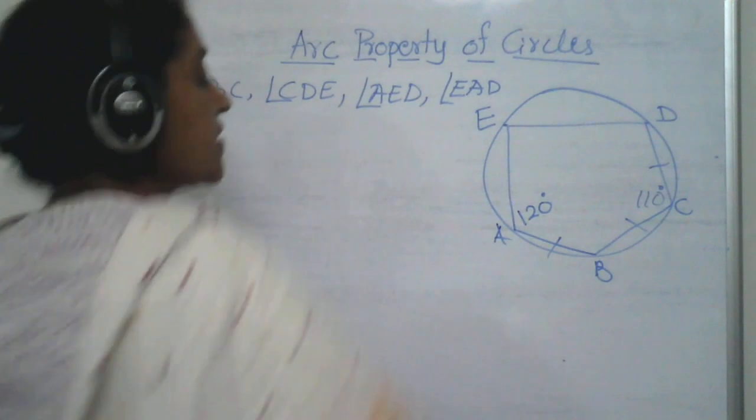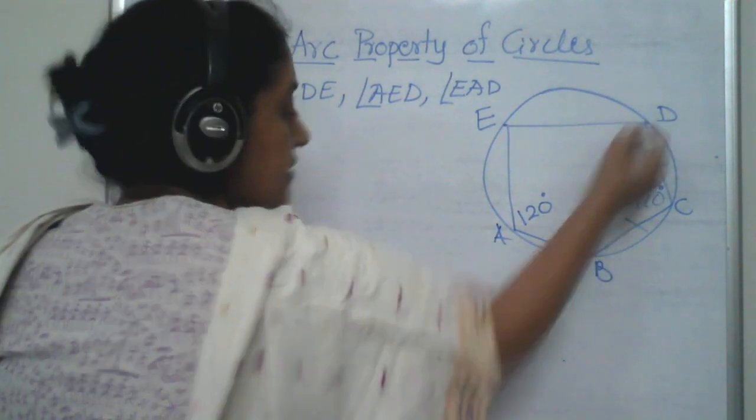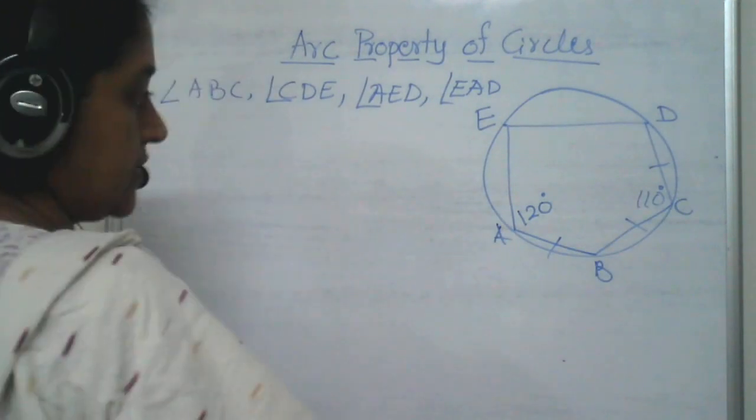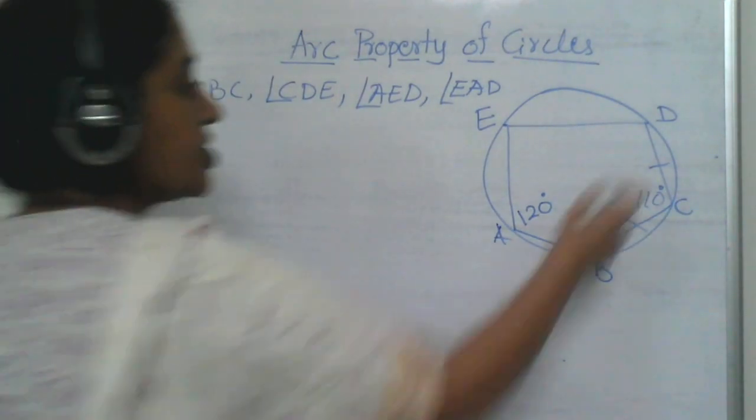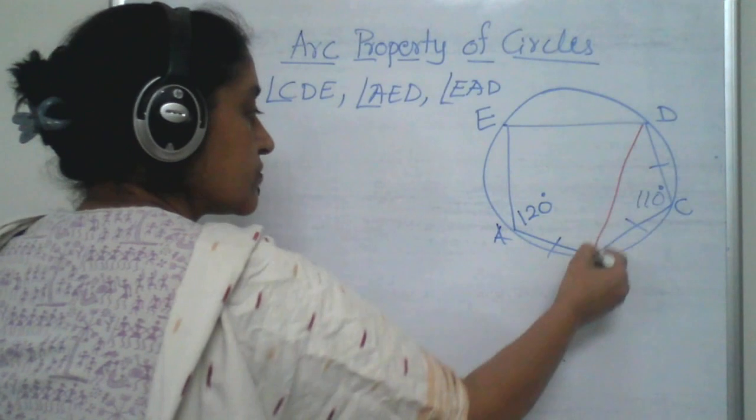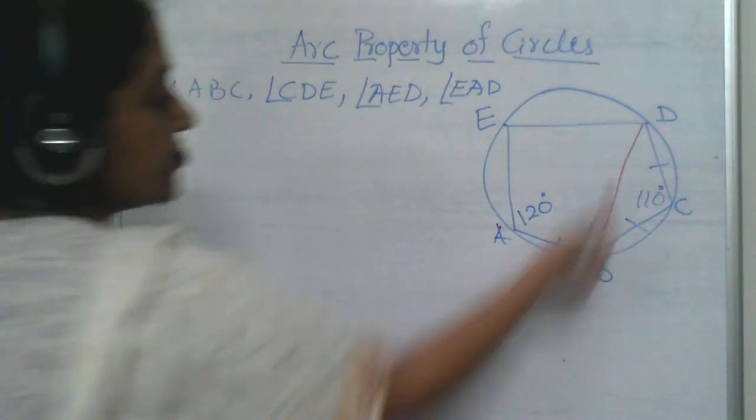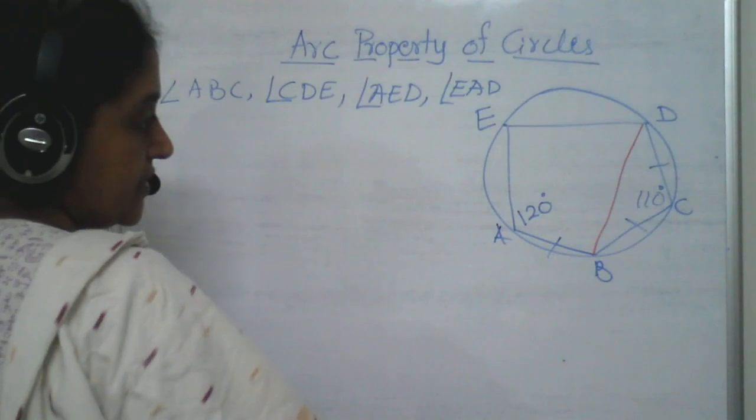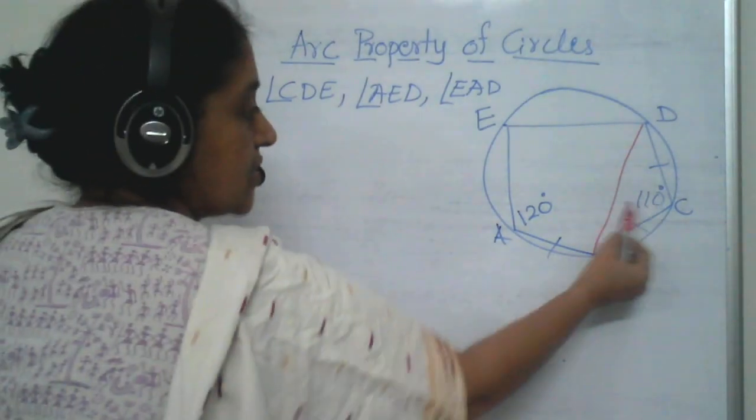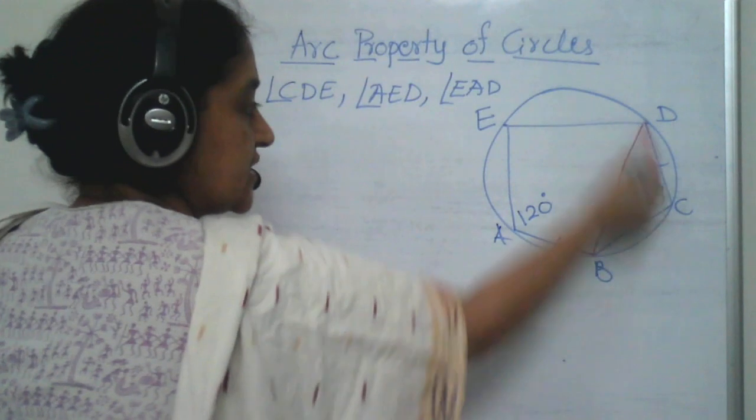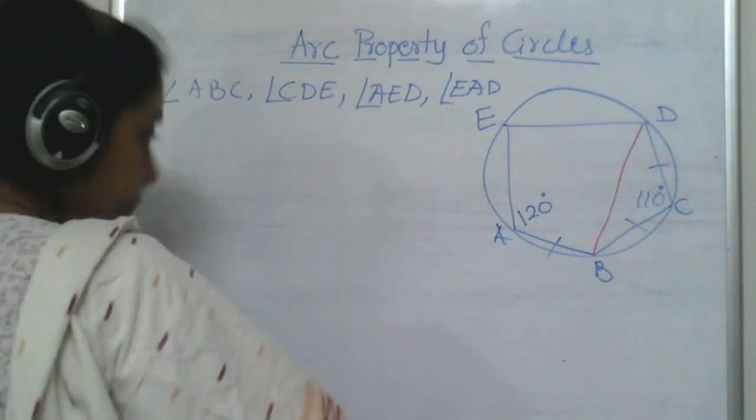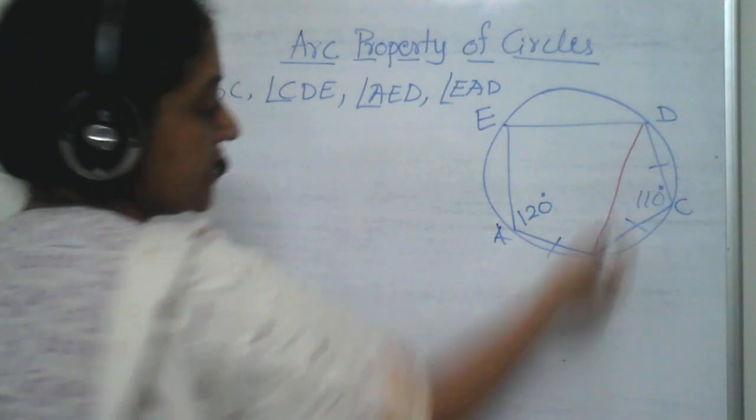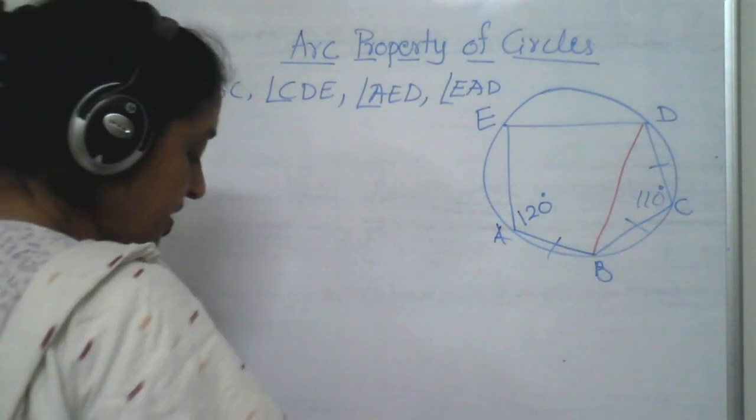Now here it is given that AB, BC, CD are equal. It's given in the diagram itself. So now if I connect BD, BCD becomes a triangle in which 110 is the vertex angle, CD is equal to CB. Now this CB and CD being equal, the angles at the base will be equal.